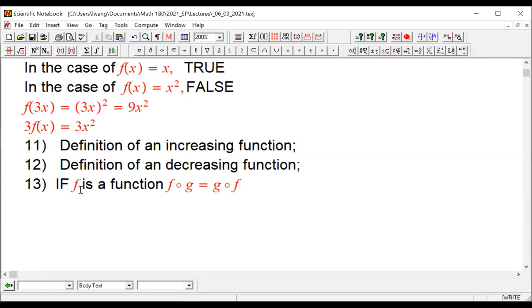F and G are functions. It's a huge claim, isn't it? Because we know that functions include all of those infinite number of things we can create. And it just tells us that if we composite them, we already know that this is not true.